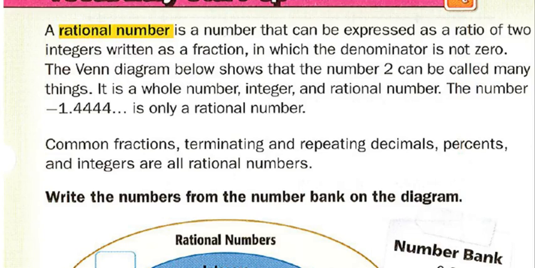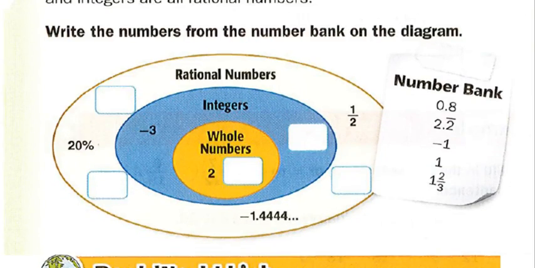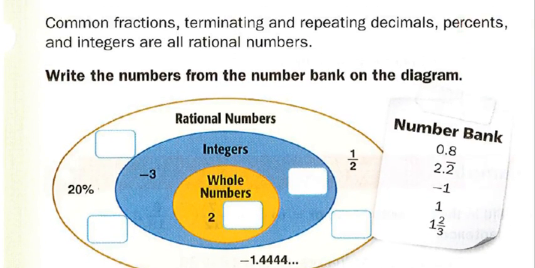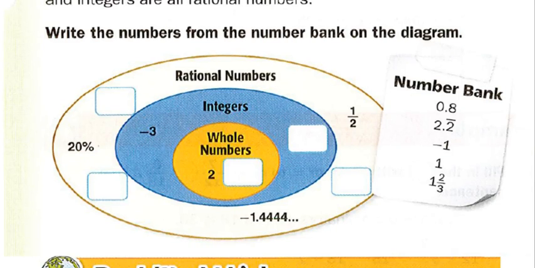So if we look here, it says the number negative 1.4444 repeating. That's only a rational number, though. So it doesn't meet the criteria of a whole number or an integer. So a whole number is just a regular number. Those are like the first numbers you learned when you counted. And then an integer, now we're including our negatives into our whole numbers. And then the rational numbers, as you can see, are all sorts of things. Percents, repeating decimals, terminating decimals, positives, negatives, fractions, all that kind of stuff.